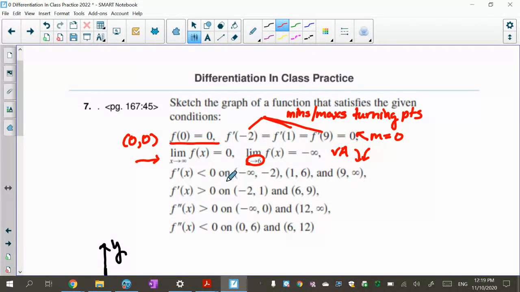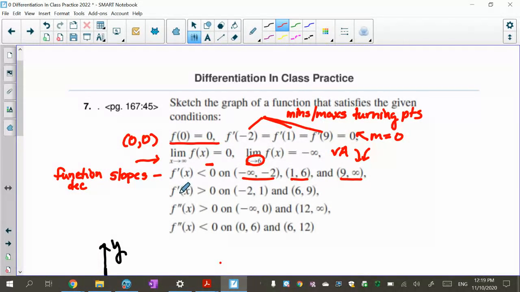F prime is less than 0, so my slopes are negative, if you will, on these intervals. So you think about this, the slopes are negative, or my function is decreasing on those intervals. Okay, so that's good to know. From negative infinity to -2, 1 to 6, and 9 to infinity, my function is decreasing.